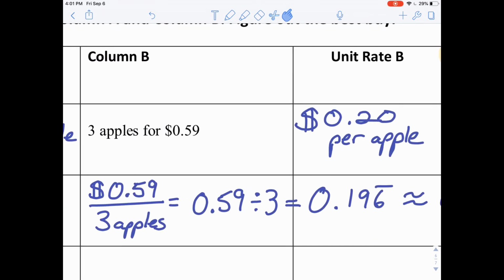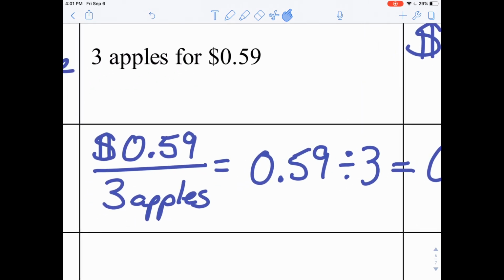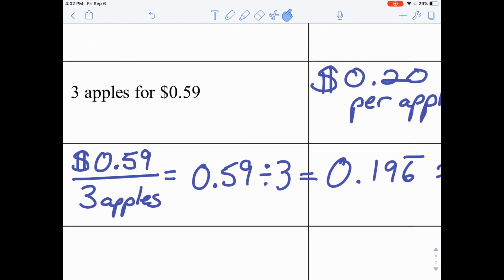Now we're going to take our 3 apples for 59 cents. We are going to put the 59 cents over 3 apples. Because we do not have a denominator of 1, we can do 59 cents divided by 3. As you notice here, I wrote this a bit differently than on the previous page. Since we already know that 3 divided by 3 is going to equal 1, we don't have to write out doing our denominator divided by 3. And in fact, writing a fraction is comparing two things with division, like we said with ratios. So we can just do our numerator divided by our denominator to get our unit rate.